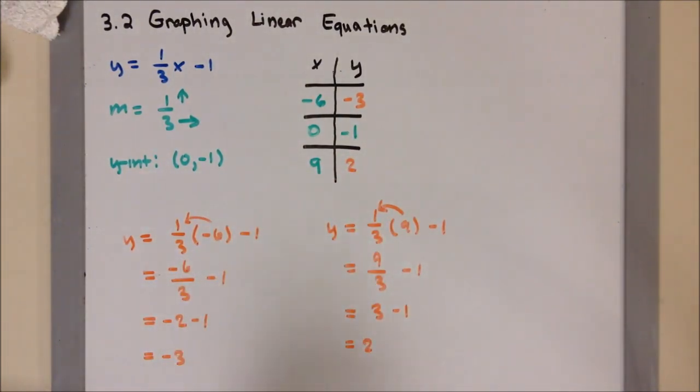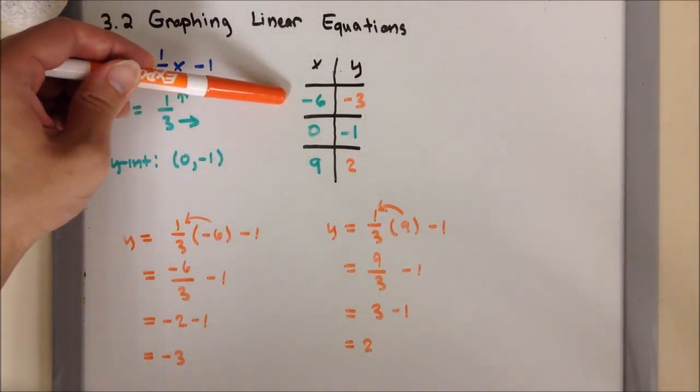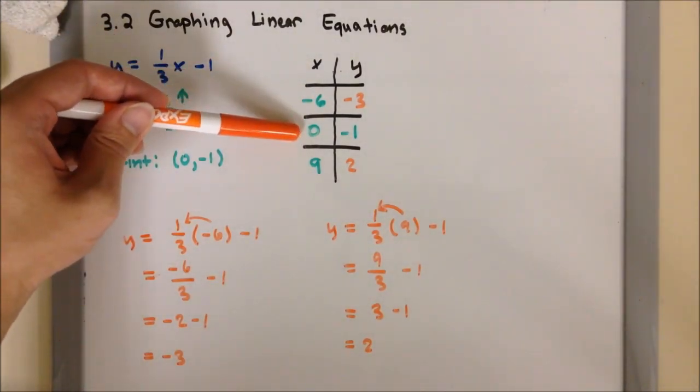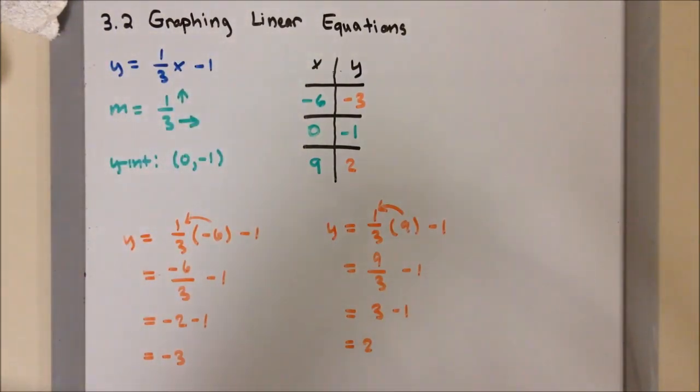So I got my 3 coordinates. My first one, (-6, -3). My second one, (0, -1). And my third, (9, 2). Once you get 3 coordinate points, you can plot them on the graph and then connect those dots together and get a well-graphed line.